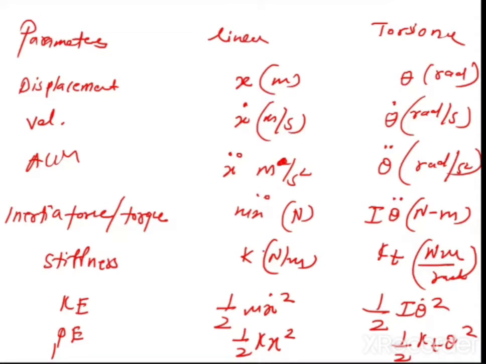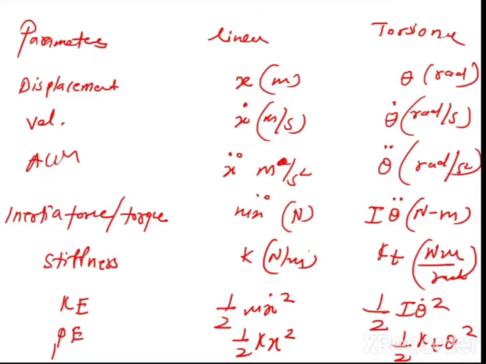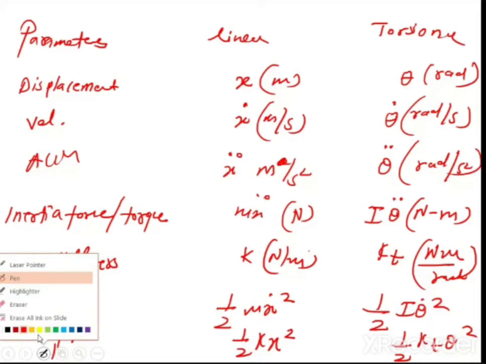Clear? Clear or not? Have you understood all the parameters and the difference between the linear and torsional system? Is it clear? Yes. So if you want, you can take a photo of this, or no need for a photo, you can just remember. And the last comparison parameter is omega n, the natural frequency. It is square root of k upon m and square root of kt upon I. This is the last point.